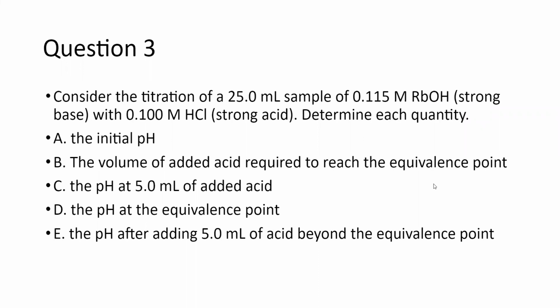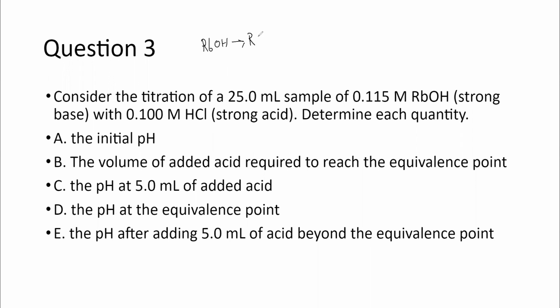So going on to problem 3, this time we have a strong base and a strong acid. So this one's actually a little bit easier than a weak base. So same idea. What's the initial pH? So let's write down, a strong base dissociates completely. So Rb+ OH-, right? So I need the concentration of OH, by it's 0.115 moles for 1 liter, multiplied 0.025 liters.